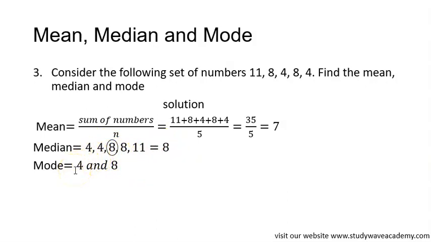Now the mode is the number that appeared more, right? Here we have 4, 4, 8, 8. So 4 and 8 appeared together more. So 4 and 8 is our mode. Okay? Do you understand? Good. So this is how you solve for mean, median, and mode.